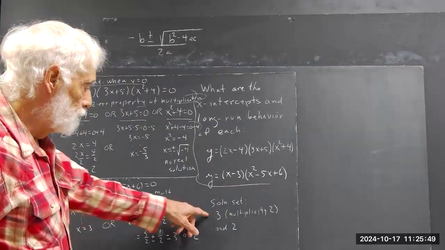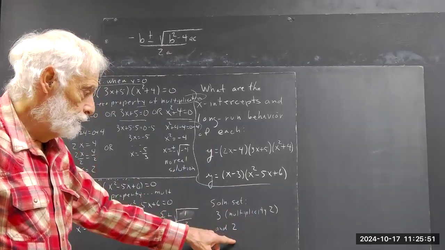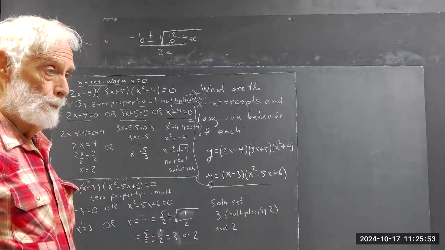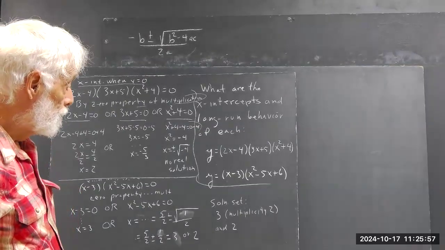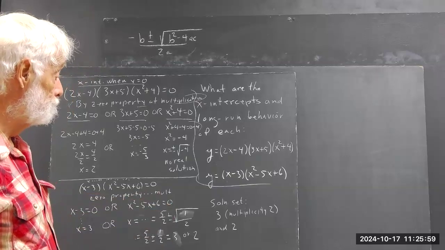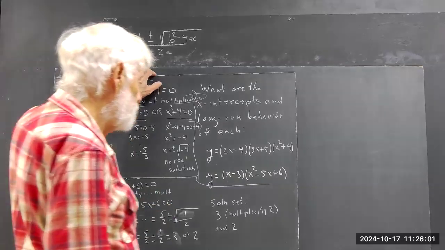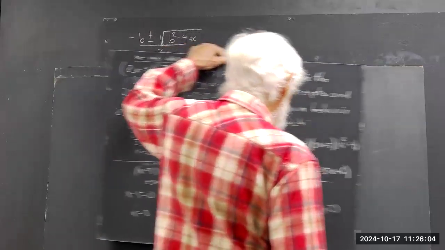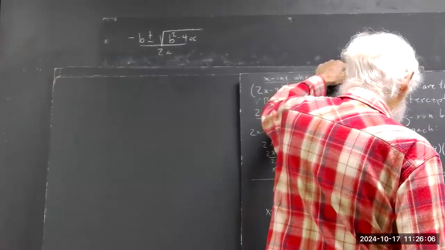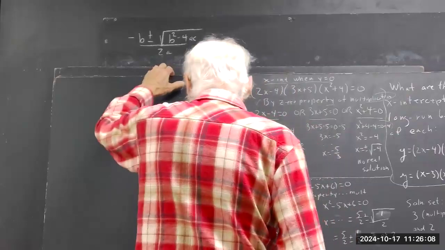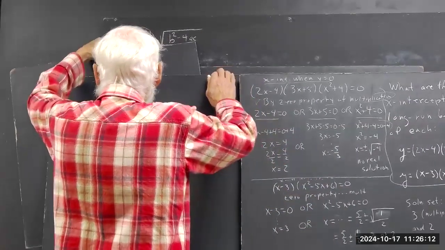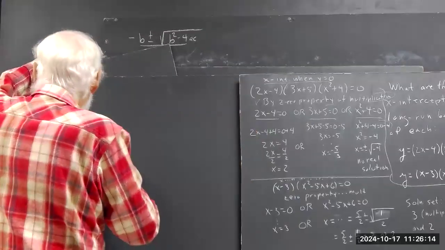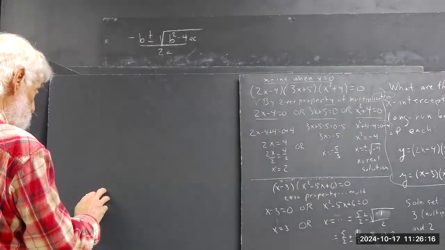They have a solution set of 3, multiplicity 2, and 2. This is how you find the zeros. And again, I urge you to write out the details, and we don't end up stuck with something that you don't really need to be stuck with.